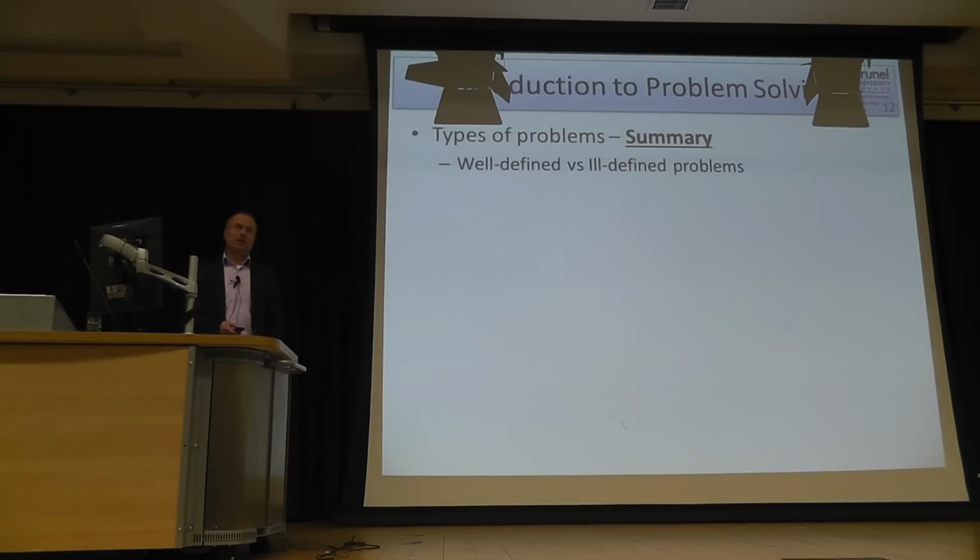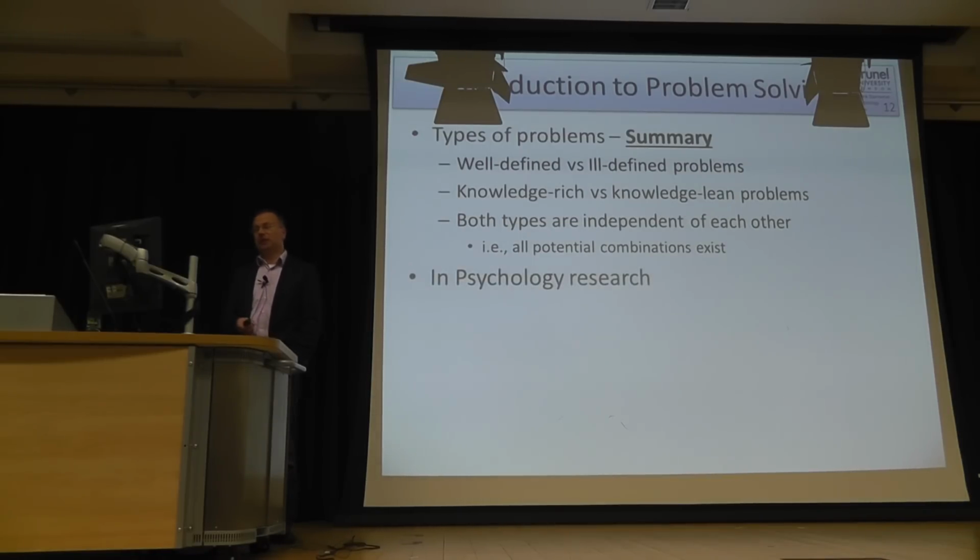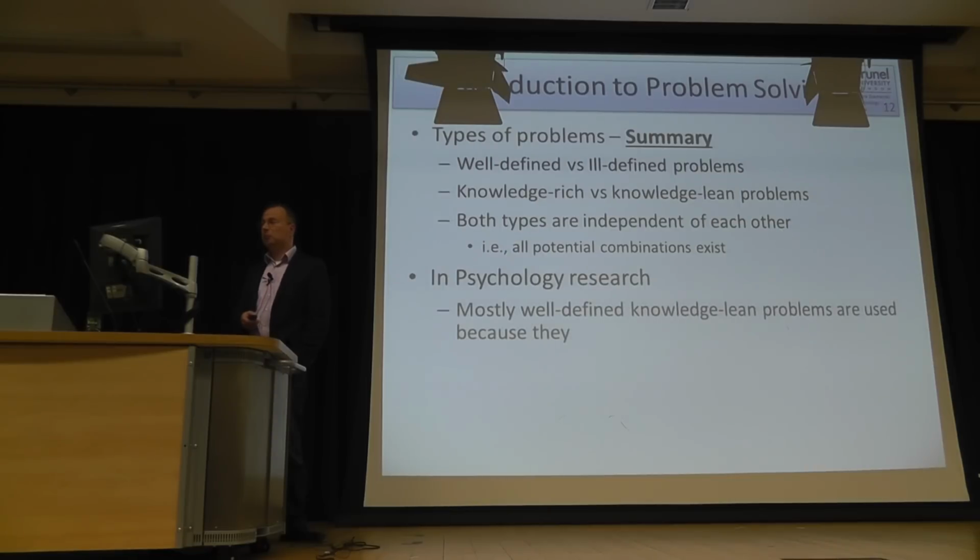Okay, so the well- and ill-defined characteristic and the knowledge-rich and knowledge-lean characteristic are independent of each other. So we have all combinations. We have well-defined problems which are knowledge-rich and which are knowledge-lean, and we have ill-defined problems which are knowledge-rich and knowledge-lean. When we look at the research which has been done in psychology on problem solving, we will see that mostly researchers use well-defined problems which are knowledge-lean.